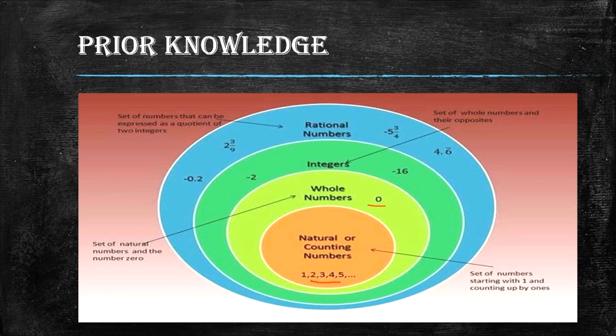What about integers? Integers include positive numbers, negative numbers and 0. Now, what is the difference between integers and rational numbers? It is that rational number has decimal and fractional parts. Decimal parts like 0.2, 0.5, minus 2.7, etc. And fractional numbers like 3 by 9, 2 by 5, etc.